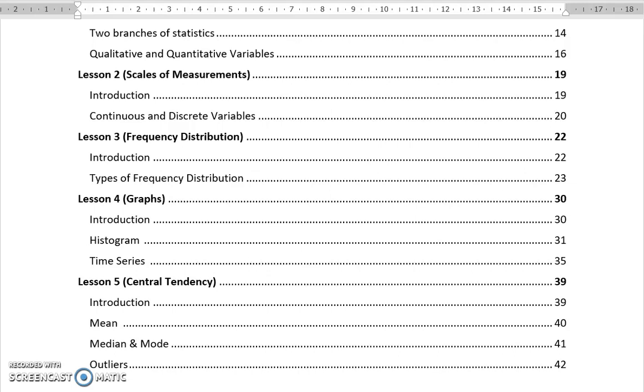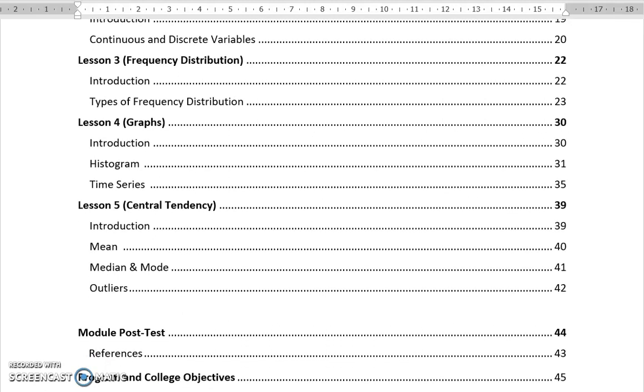Lastly, in lesson number 4, we will be talking about graphs. Graphs are very important as they are used to illustrate your data in order for us to easily identify and explain our data sets. For lesson number 5, which is central tendency, you already know about this, the three major central tendency indicators, which are the mean, median, and mode. And then lastly, I added here a little bit about the topic of outliers.